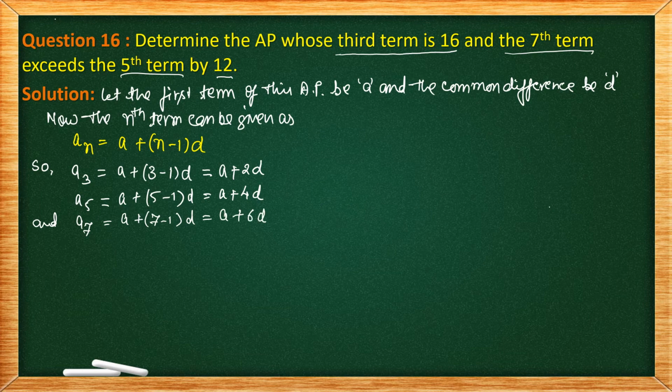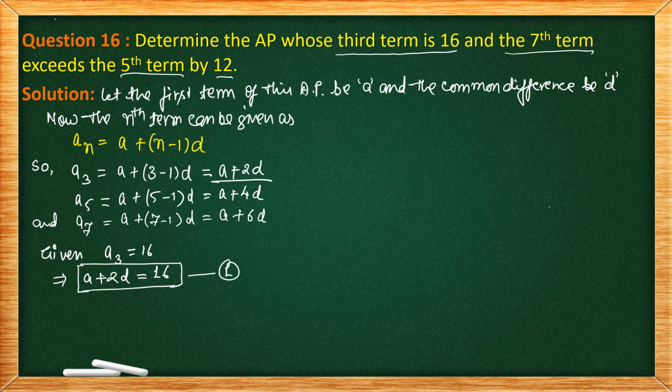Now as per the first condition, the third term is 16. So given a3 is equal to 16, this implies that a3 is a plus 2d. So we will substitute it here. So a plus 2d is equal to 16. We will use it as equation 1. So this is our equation 1.